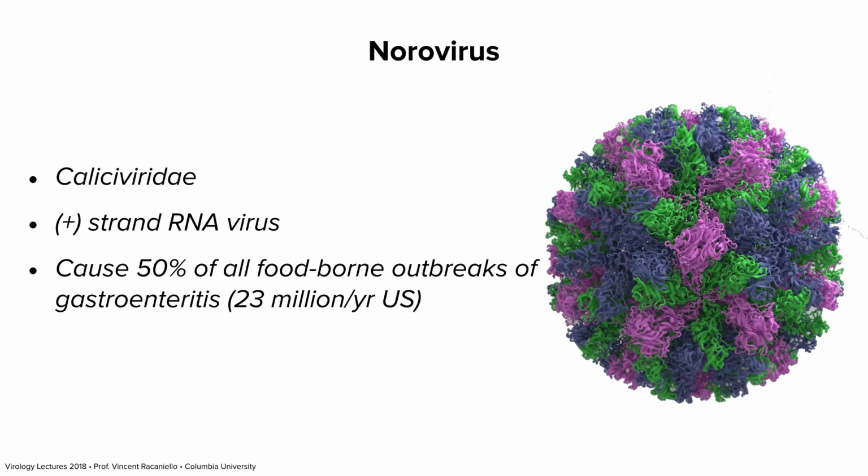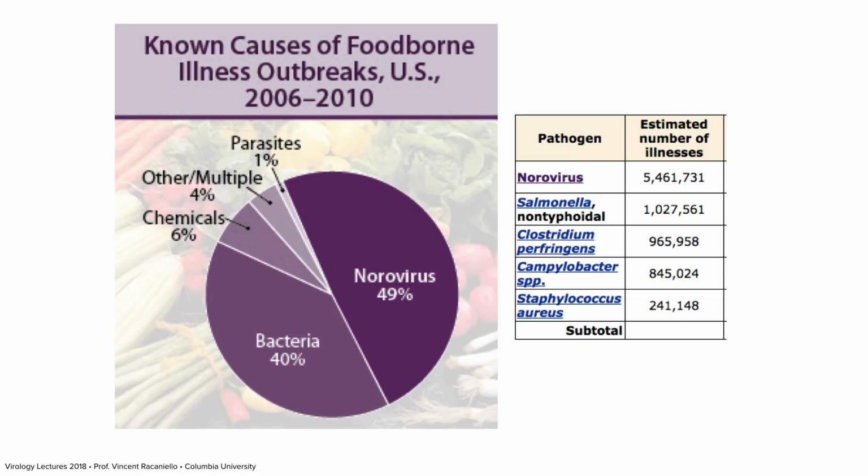And one of the viruses that does this is Norovirus, which is a small RNA-containing virus with a lovely capsid. Here on the right, you can see the icosahedral symmetry. It has a plus-stranded RNA, and it causes about half of all foodborne outbreaks of gastroenteritis every year in the U.S., 23 million cases a year. There are other causes as well, but this is a big one, and you'll see why. So these are the known causes of foodborne illness in the U.S. from 2006 to 2010: norovirus, 49%, bacteria, 40%, and other causes.